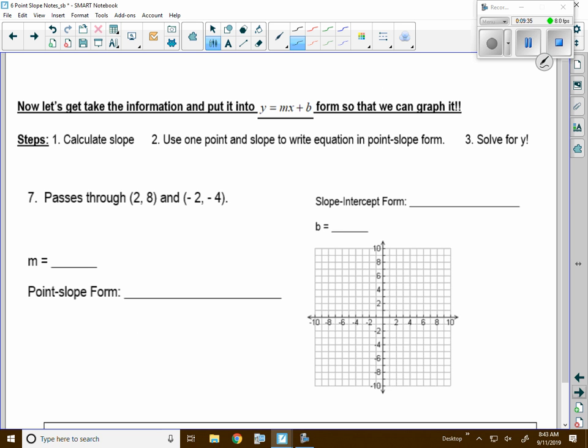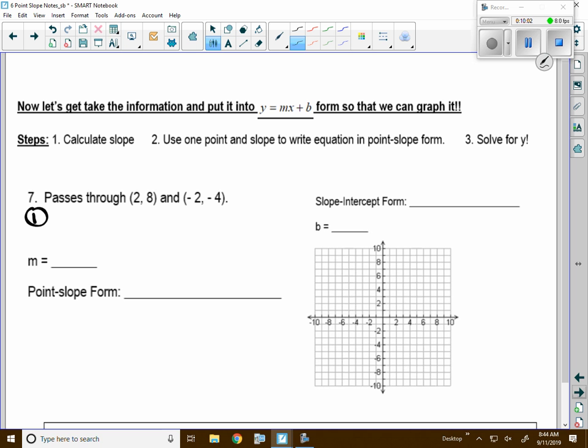All right, now let's take the information and put it into y equals mx plus b. Okay, so now that's kind of what I was saying. We're going to write the formula, and then we're going to change it over. Okay, so I have the steps up here for you. Calculate slope, put it into point slope. Then our third step, our new step, is going to be to solve for y. Okay, so let's do our first step here.